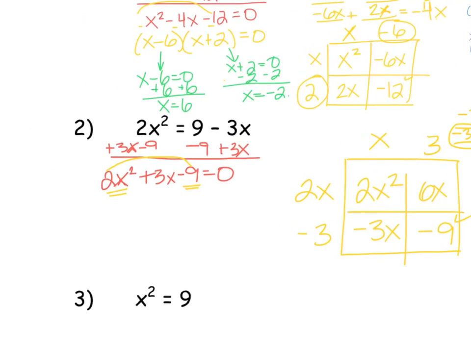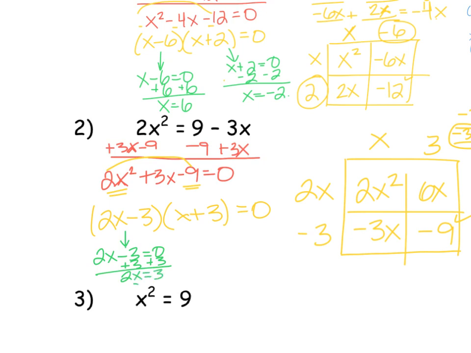So my factors are 2x minus 3 and x plus 3 equals 0. Finally, step 3 is that I am going to set each of my factors equal to 0. So either 2x minus 3 equals 0, adding 3 to both sides, I get 2x equals 3, and x is 3 halves. And setting x plus 3 equal to 0, I subtract 3 from both sides, and I get x equals negative 3.